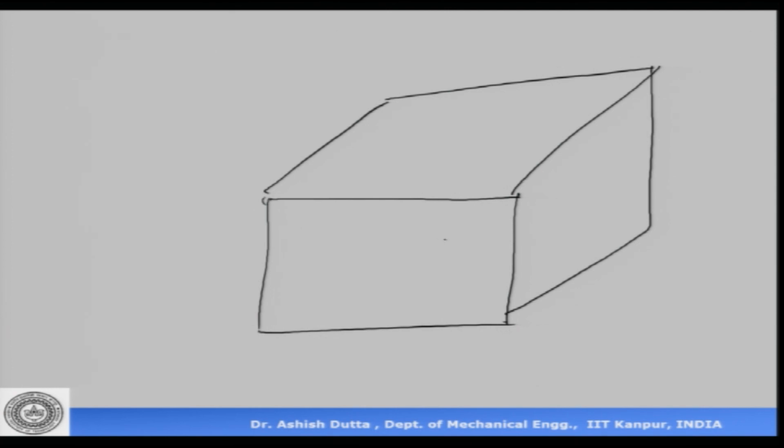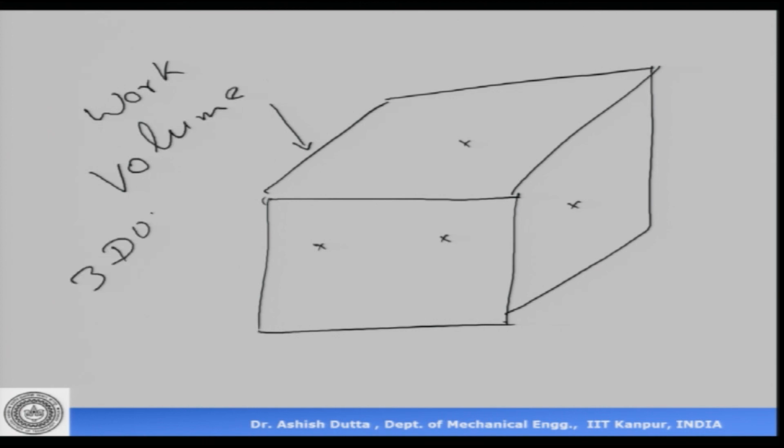Now, the robot can go to any point inside this cube or cuboid, and this cube or cuboid is what we call the work volume of the 3 degree of freedom prismatic Cartesian robot.